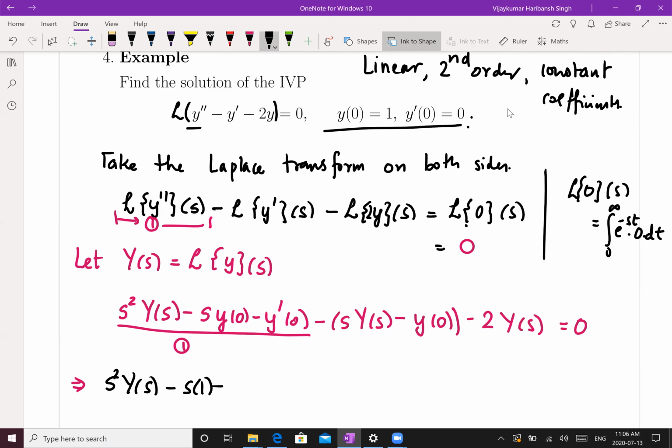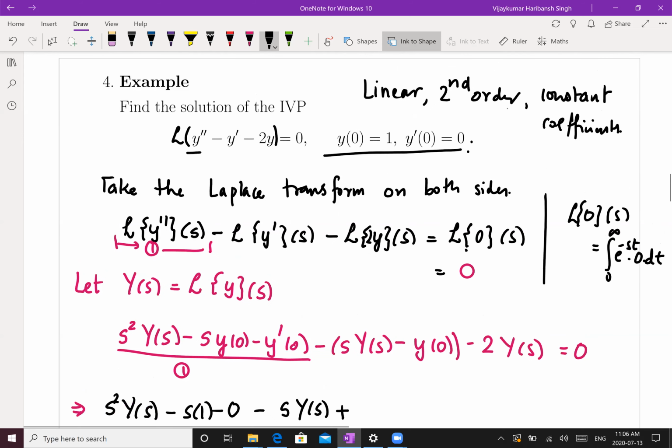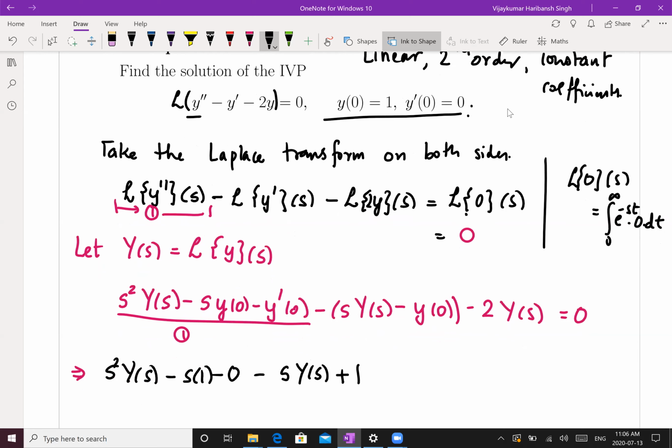What is y prime 0? That is 0. Minus s times Y(s) plus y(0), which is 1. Then we have minus 2Y(s) equals 0.